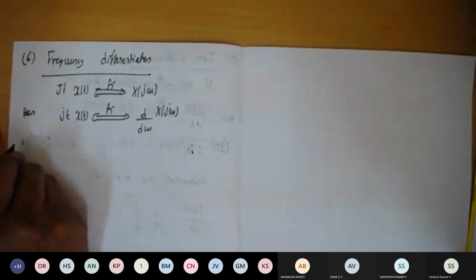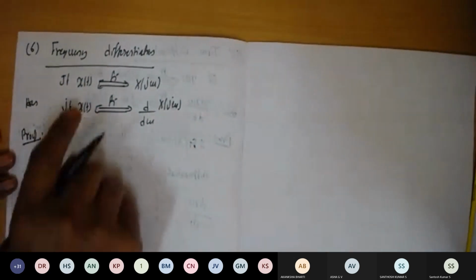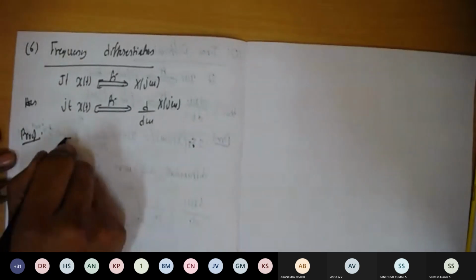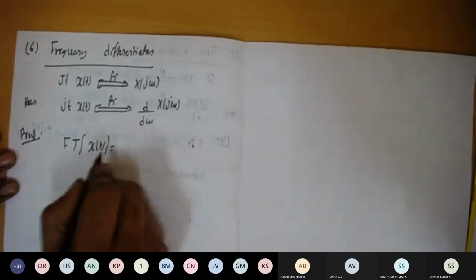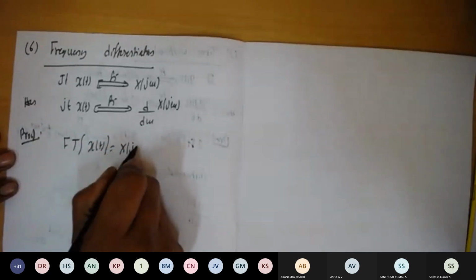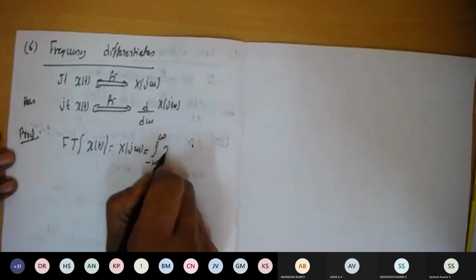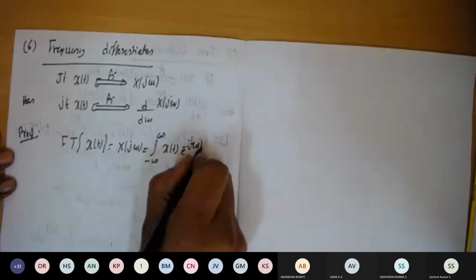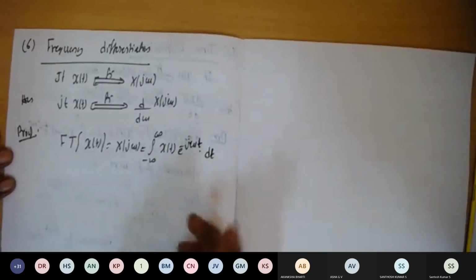We'll do the proof of this. In order to prove this, I'll consider the Fourier transform formula. We take the Fourier transform of x of t, which is equal to x of j omega. We'll rewrite the formula for the Fourier transform: it is the integral of x of t into e to the power of minus j omega t into dt.